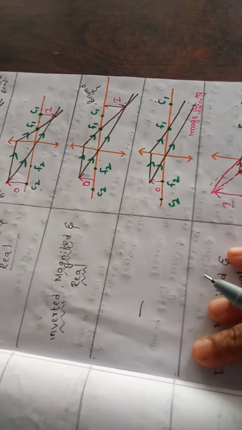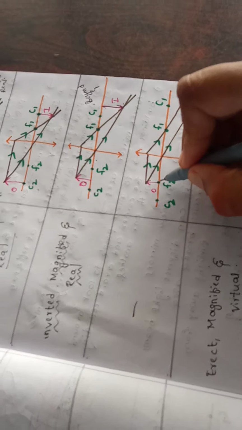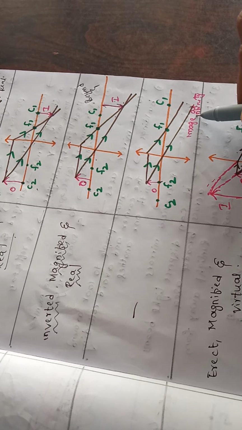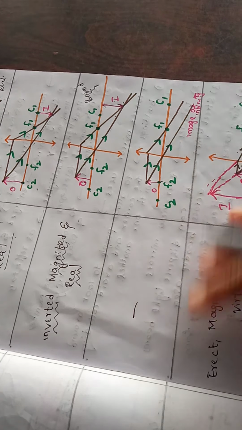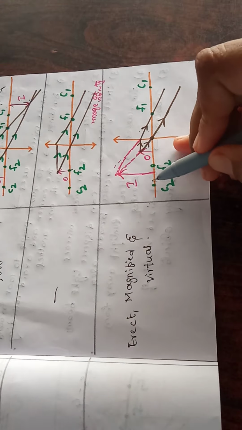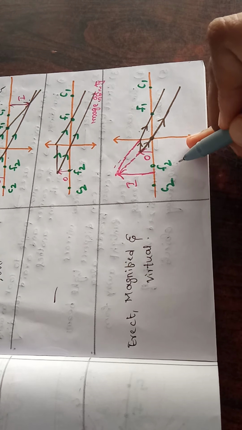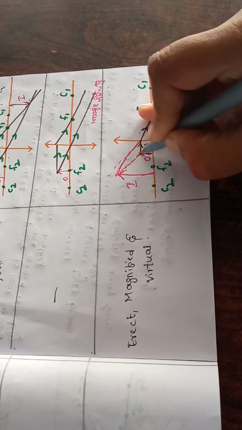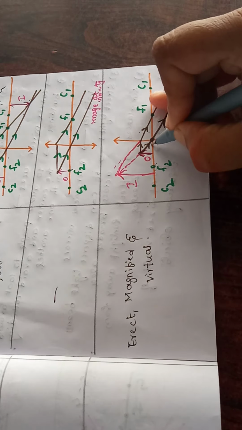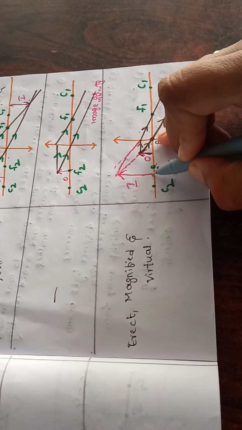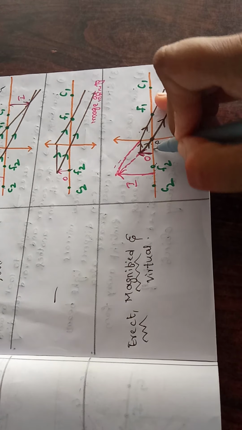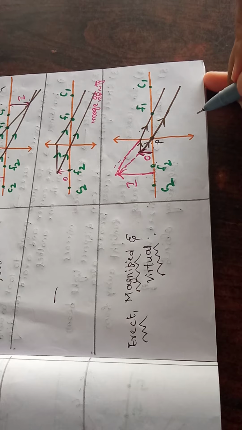The next point, when the object is placed at F2. When the object is placed at F2, the image is formed at infinity, right? And when the object is placed between F2 and P, here is the object, F2 and P, right? Now this is the image formed. It is erect, magnified, meaning larger compared to the object, and virtual.